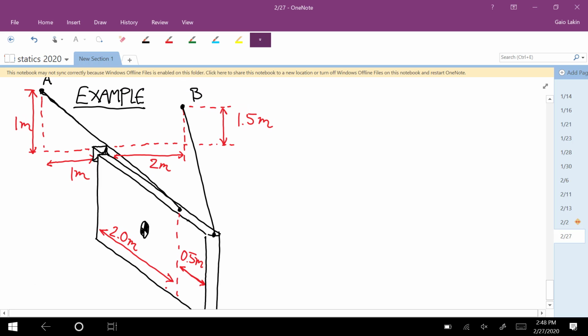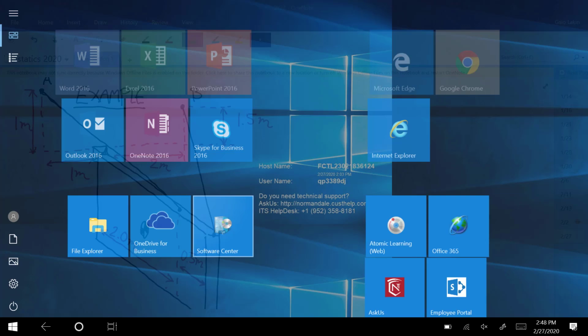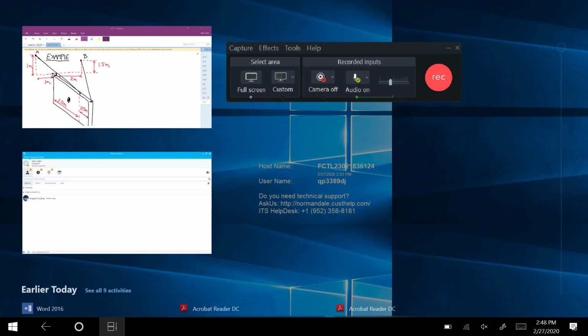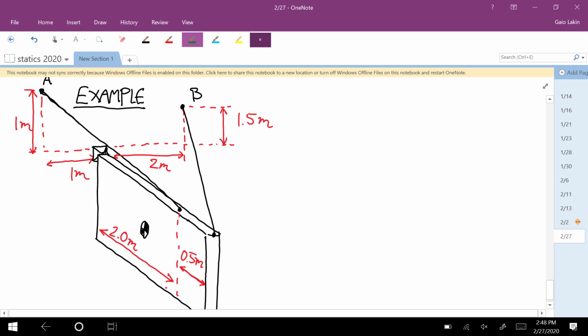Okay, and the coordinate system we're going to use has the origin at that pin joint. The x-axis goes this way. The y-axis goes up. And that means that the z-axis has to go this way.